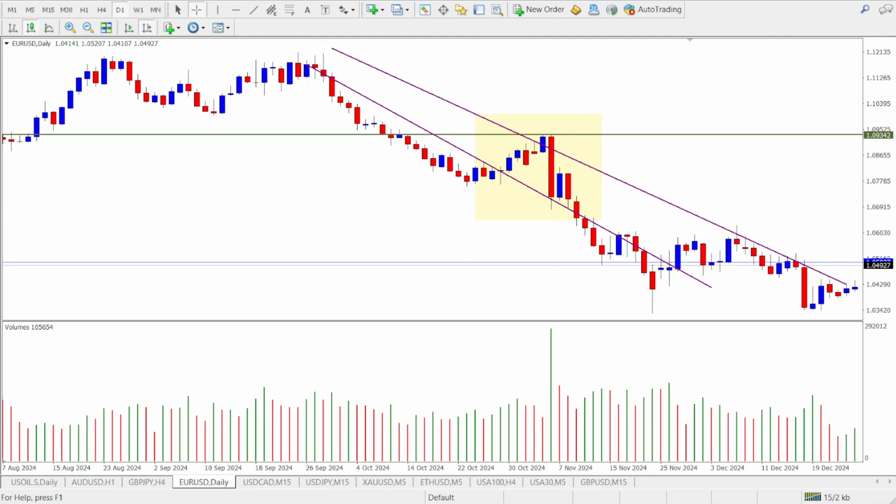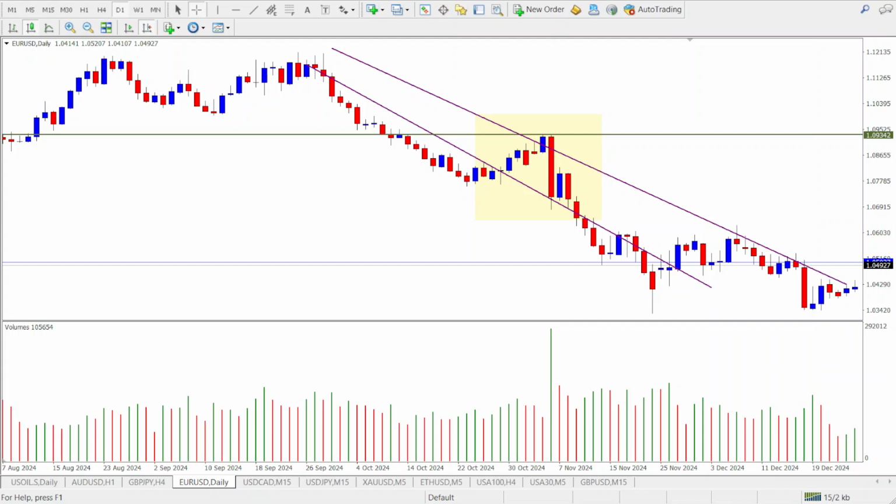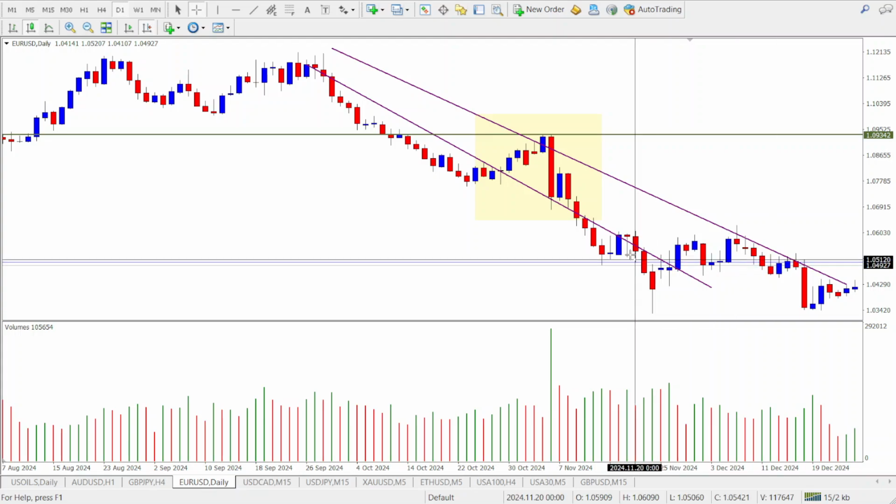So by learning to recognize these patterns, you'll start to notice institutional candles showing up in key areas of the market, and you'll be able to act accordingly. Now that you know how to spot these candles, let's talk about how you can actually use them in your trading. The first is entry points.